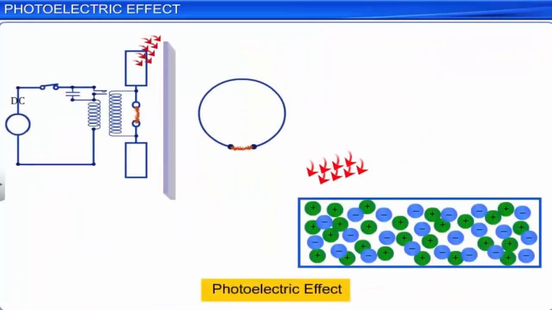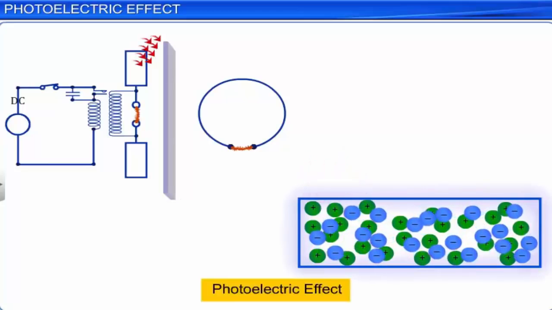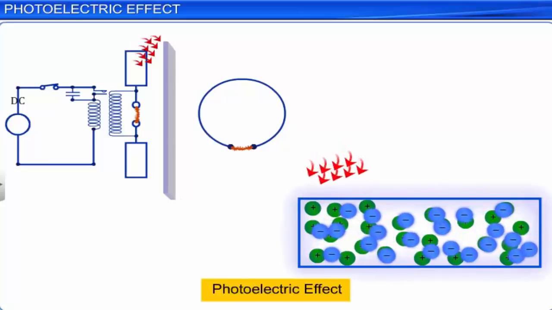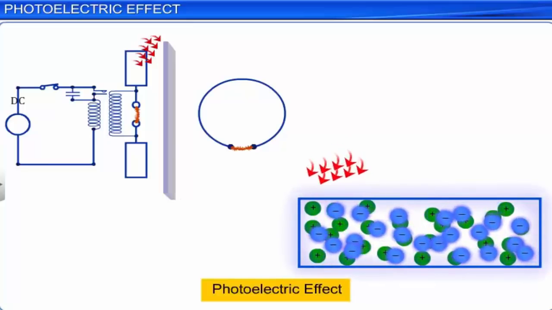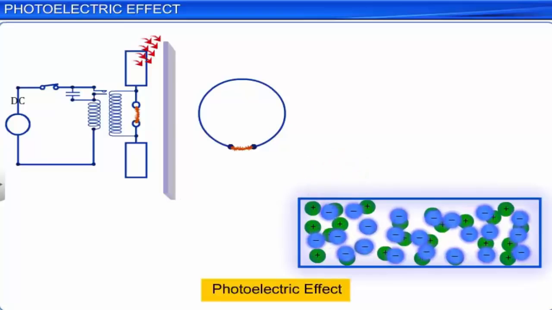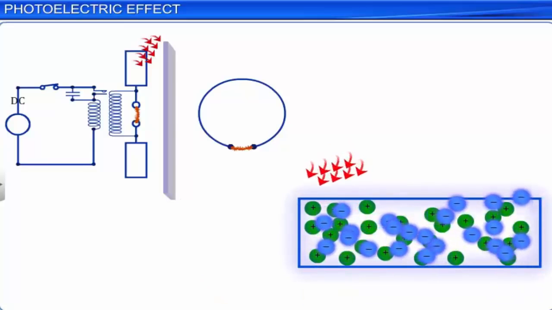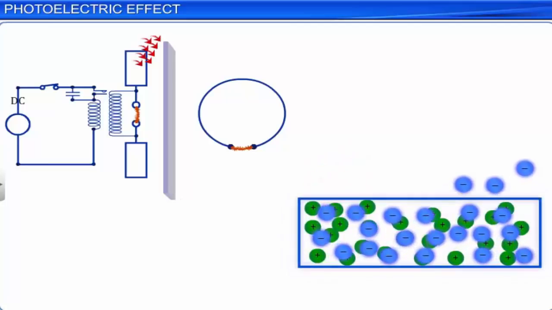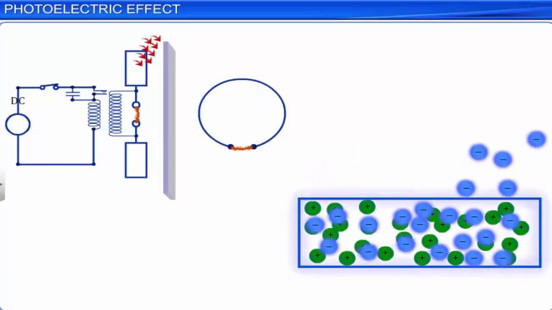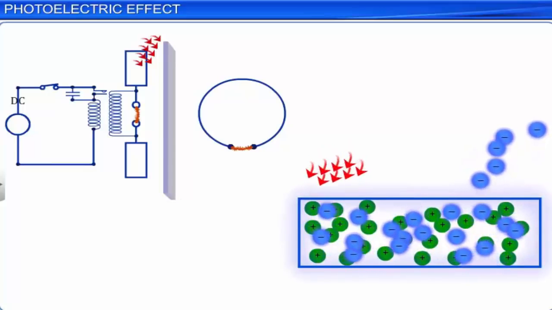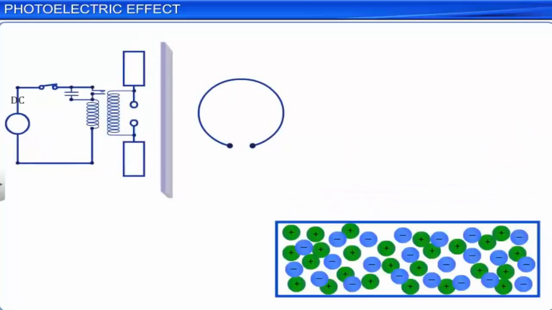Because when light fell on the surface, some of the electrons on the surface absorbed enough energy from the incident radiation to overcome the attractive force of the positive ions of the material of the surface. An electron is able to escape from the metal surface only when its kinetic energy is sufficient to overcome the electrostatic attractive force. When the light was removed, the length of the spark decreased as there were no electrons being emitted by the surface.